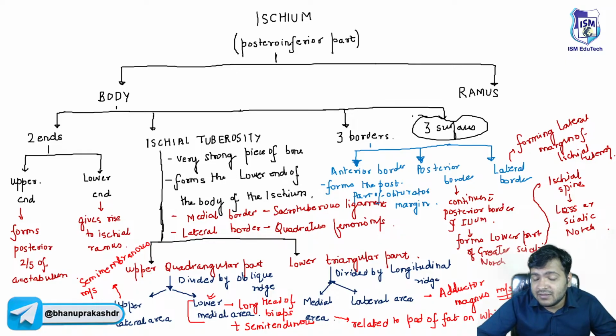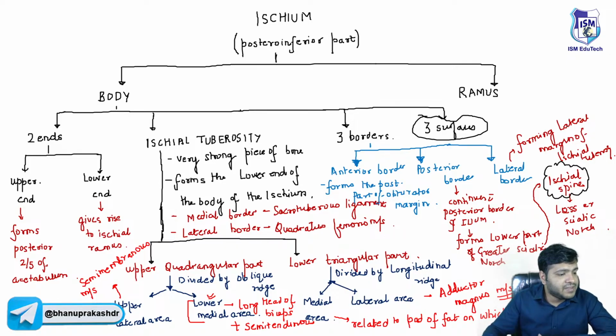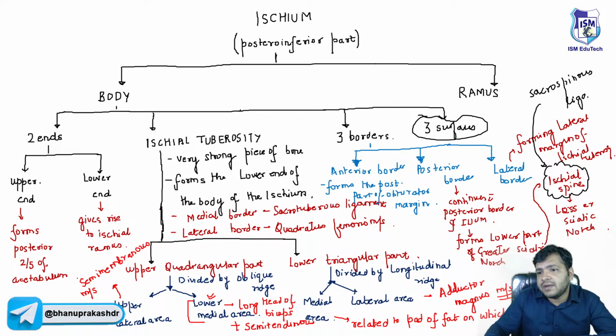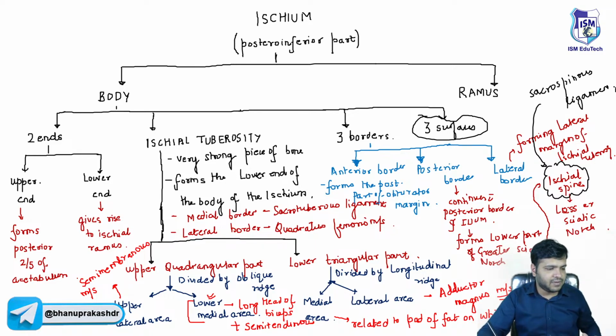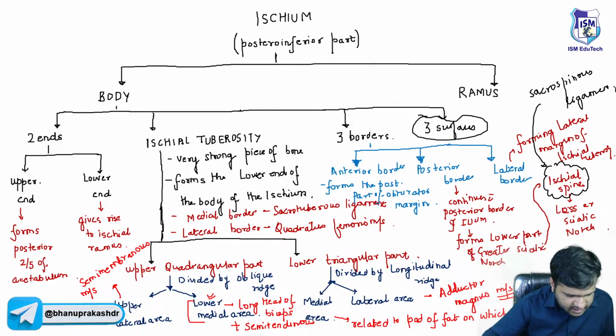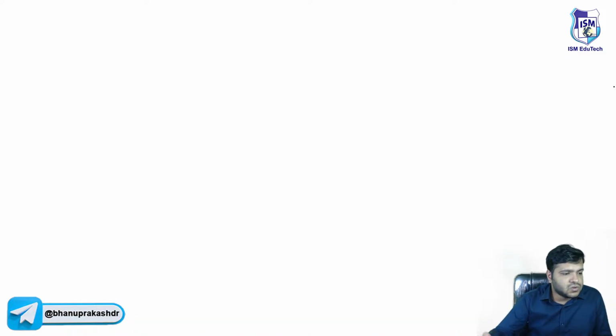Now before surfaces, basically you should know we have the ischial spine, beta. I have not mentioned it over here, but you should mention that the ischial spine basically contains a ligament attached over here, that is the sacrospinous ligament. Chalo, sacrospinous ligament. Now, coming on to the surface, beta.